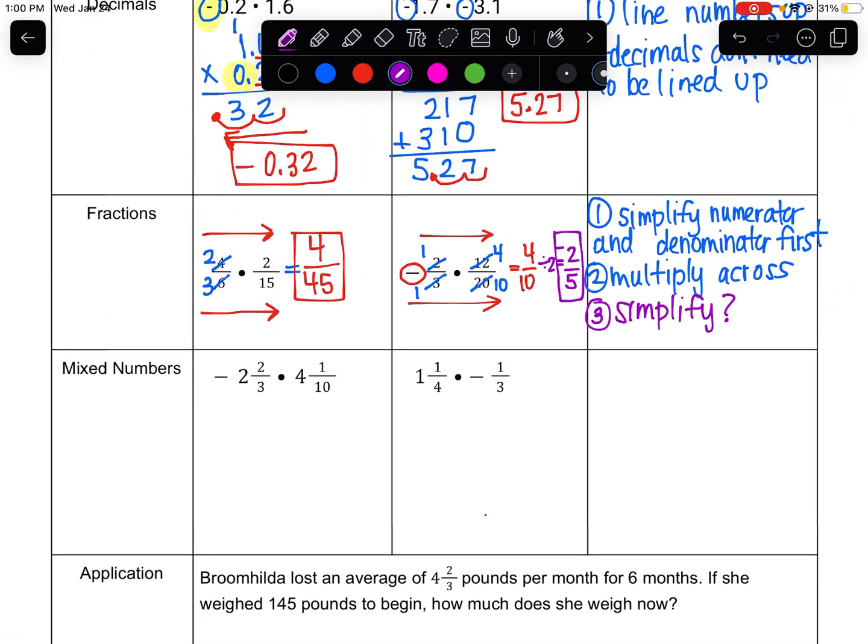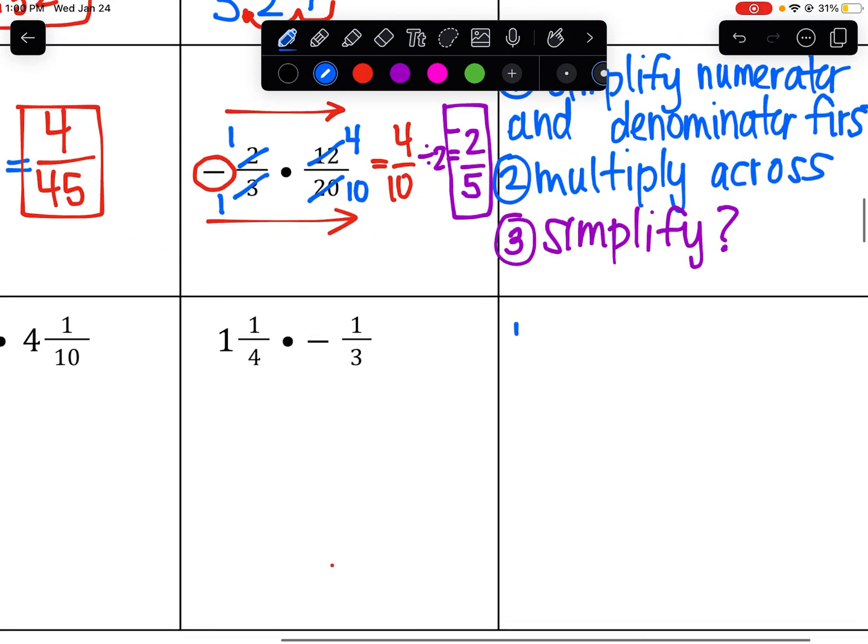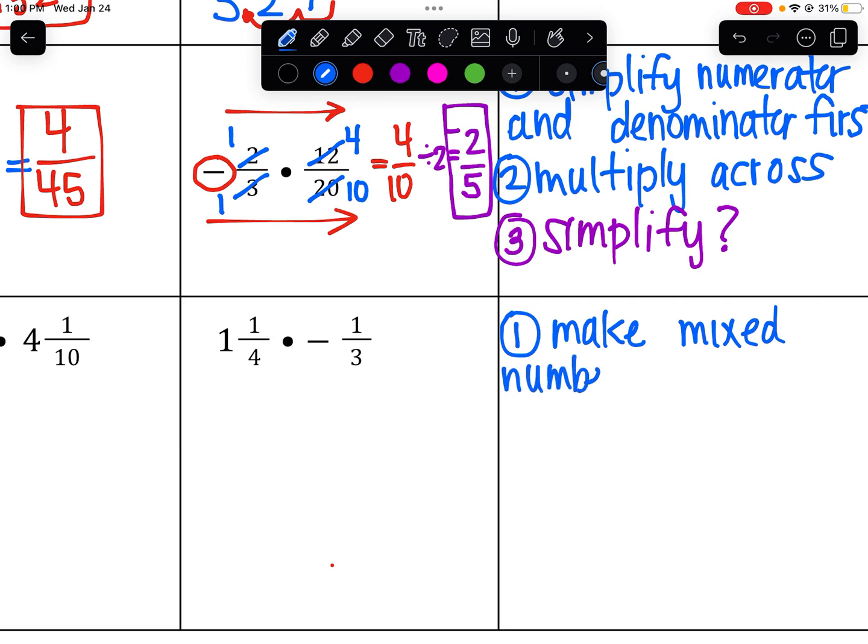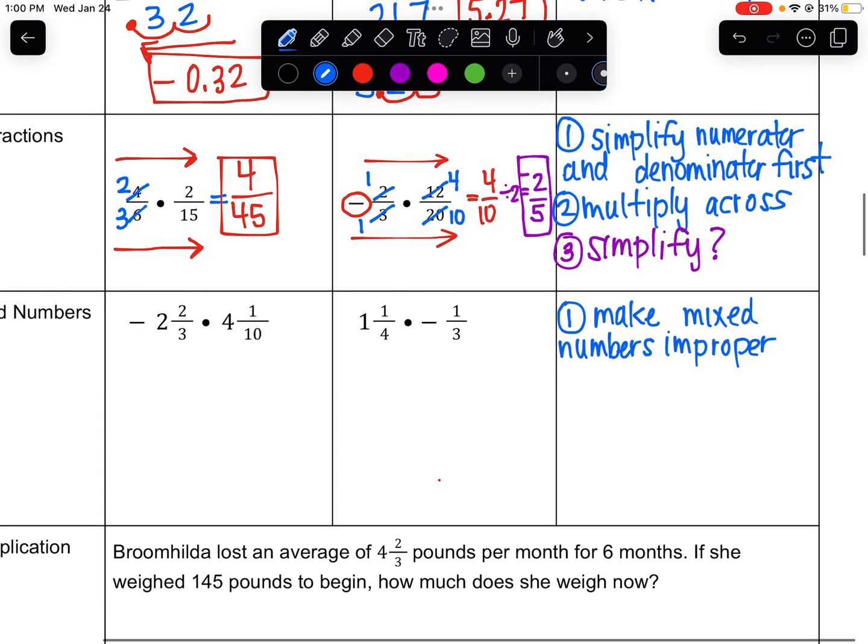The last thing we're going to review number-wise is mixed numbers. Now when we add and subtract, we have options to keep our mixed numbers mixed. But when we multiply, we have to, in our first step, make mixed numbers improper. This is like a must-do step. So let's go to the first example and make our mixed numbers improper.